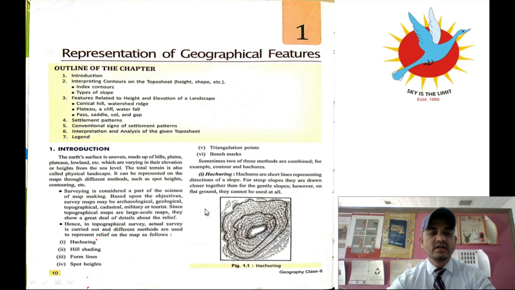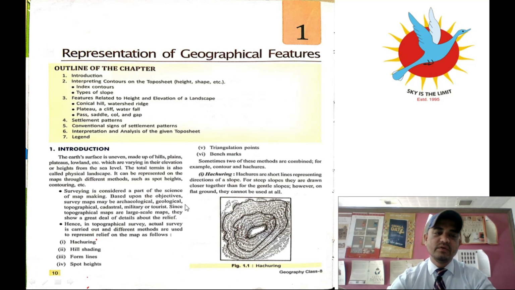Now surveying is considered a part of science, and its basic objectives are based on different maps: archaeological maps, geological maps, topographical maps, cadastral maps, military maps, tourist maps. Since the past we have used different techniques to make these maps on paper.